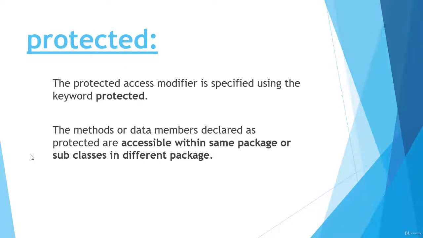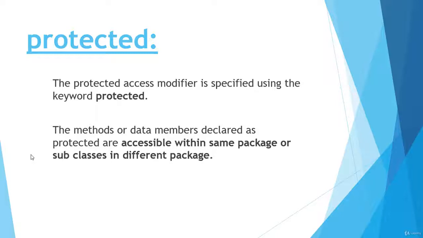Next we have the third access modifier, which is protected. The protected access modifier is specified using the keyword protected. The methods or the data members declared as protected are accessible within the same package or subclasses in different packages. So this is the protected access modifier, which is written by using the protected keyword.